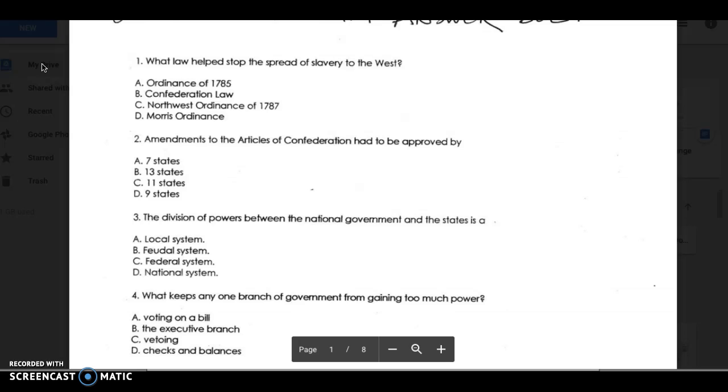Number 3. The division of powers between the national government and the states is A. Local system, B. Feudal system, C. Federal system, D. National system.